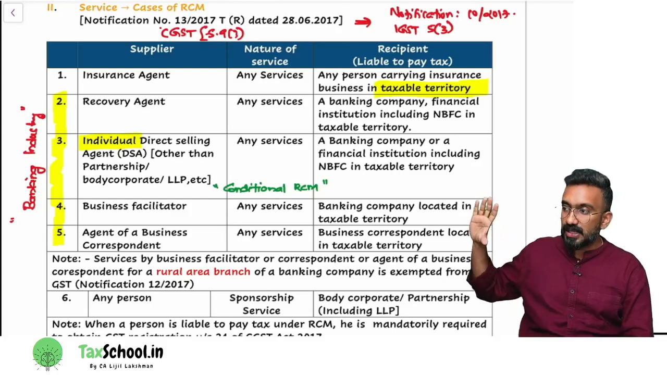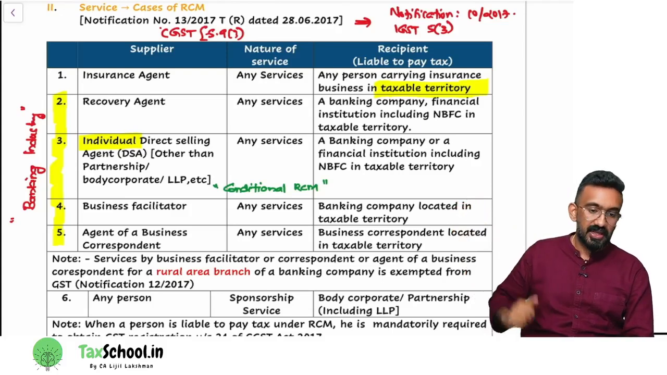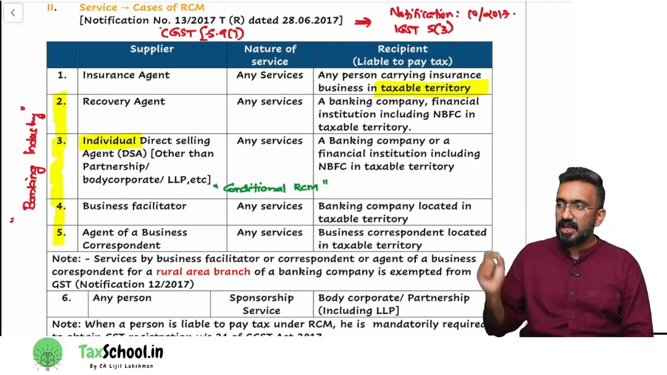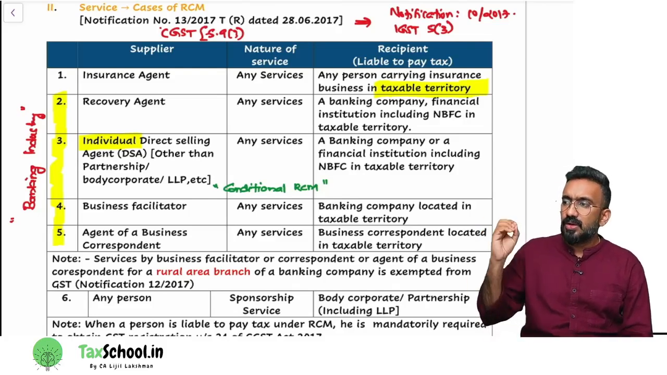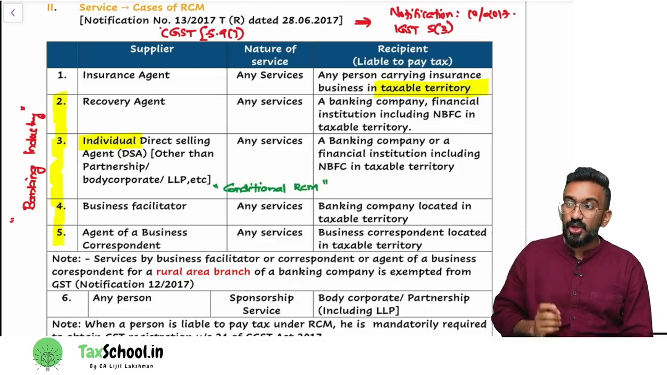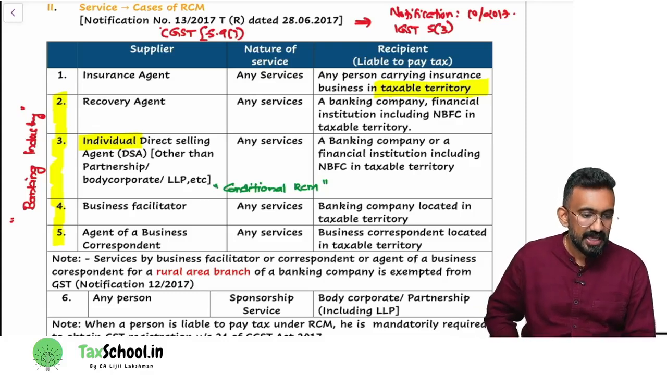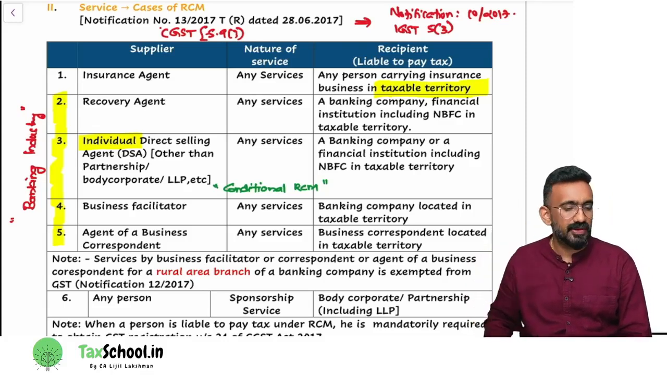Your learning would be complete only if you go for 4, 5 and the exemption. Can we read the exemption? What it says? Services by business facilitator, correspondent or agent of a business correspondent for a rural area branch of a banking company will be exempt from GST. So they're saying that if they're getting commission from a rural area branch, it would be exempt. Multiple examinations have tested this.